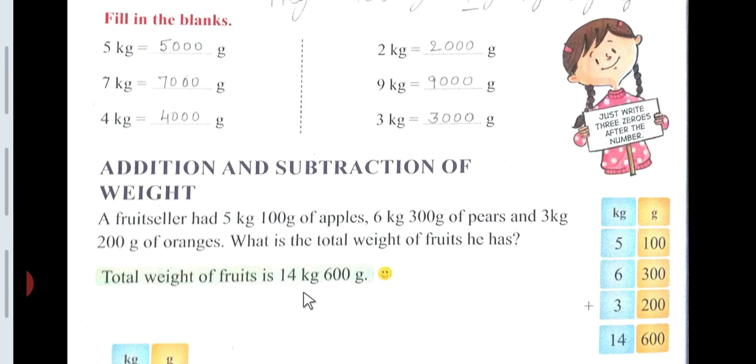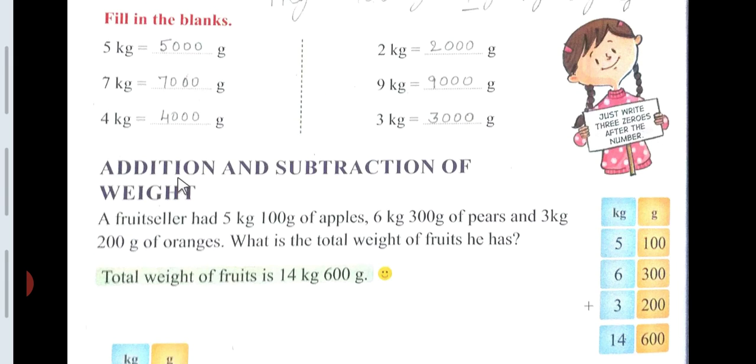Let's move on. Fill in the blanks. As I have told you previously, 1 kg is equal to 1000 grams. That means 5 kg is equal to 5000 grams. You will multiply 5 with 1000 and the answer you will get is 5000. 7 kg is equal to 7000 grams. 4 kg is equal to 4000 grams. 2 kg is 2000 grams and 9 kg is 9000 grams and 3 kg is 3000 grams.